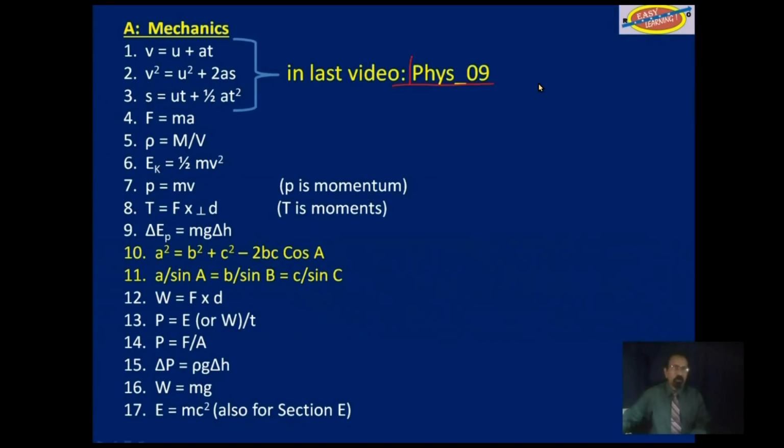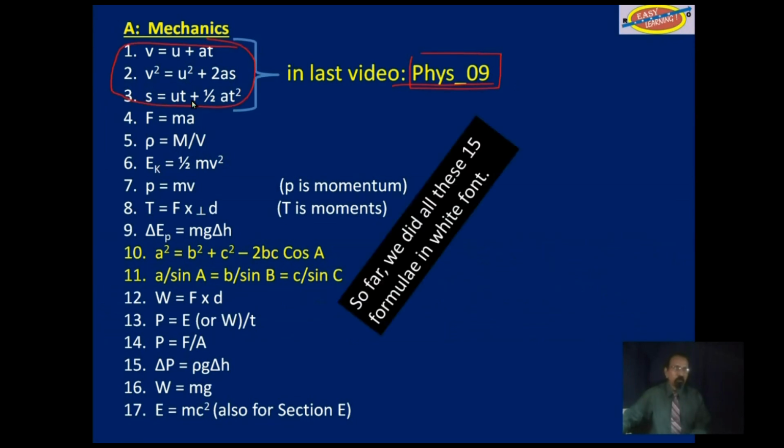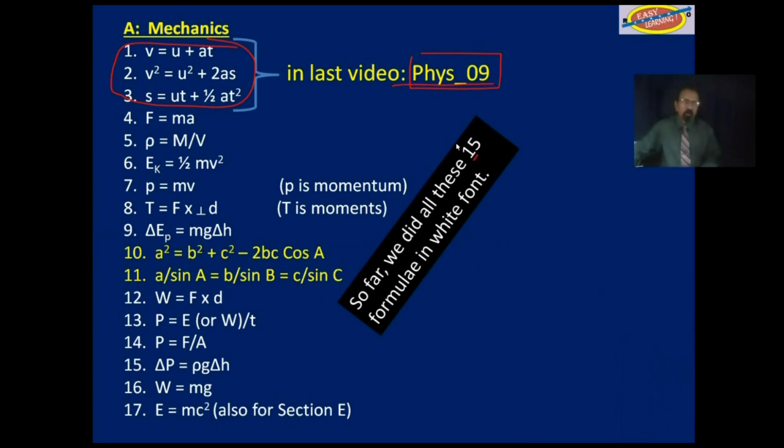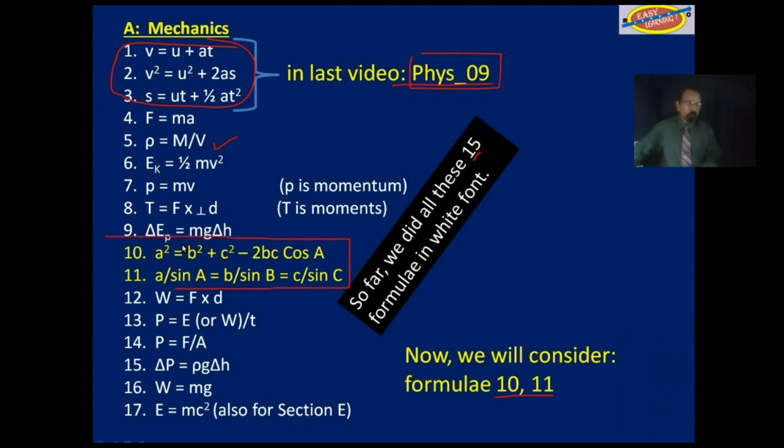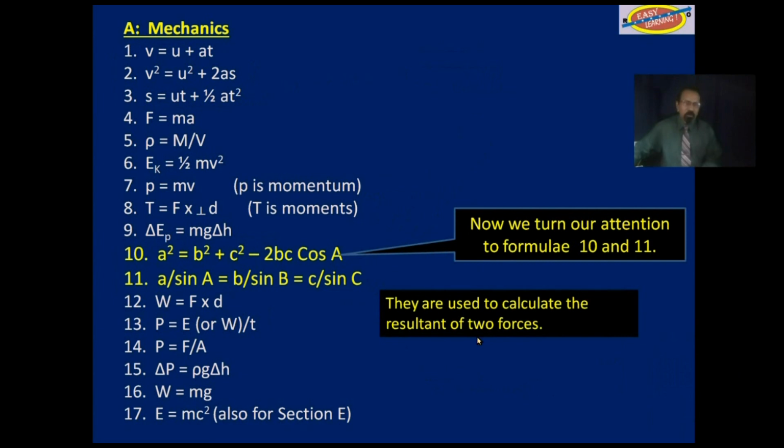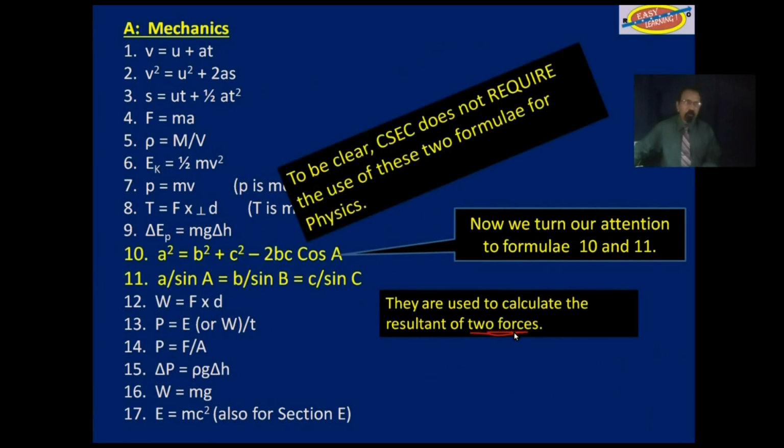In the last video, Physics 09, we covered these three formulae. So far, we did 15 of these formulae, the ones in the white font. Now we will consider formulae 10 and 11, these two. They are used to calculate the resultant of two forces.